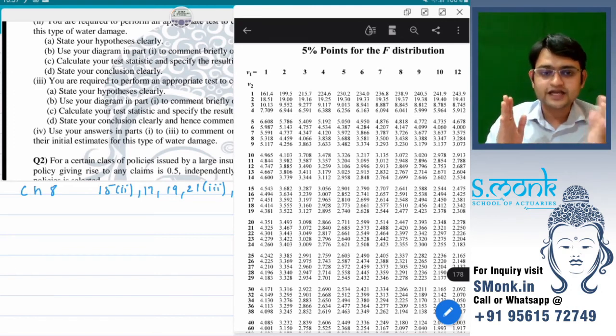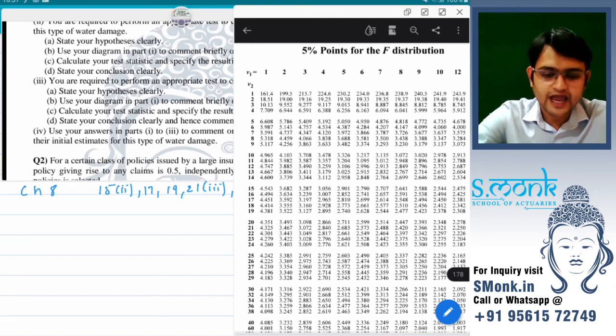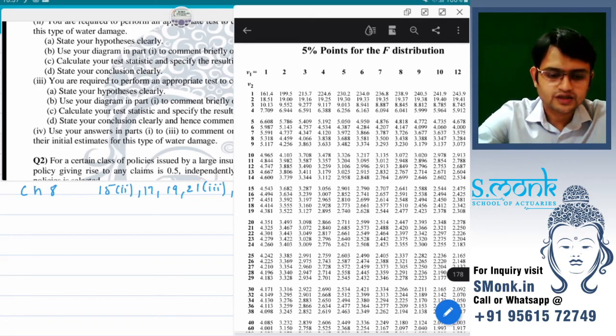So as I said, 10% to 1% is a gray area. Here the gray area we'll take in favor of H naught. So we'll say even at 5% level we do not have enough evidence to reject H naught. That is what we'll write. So we'll say at 5% level we have insufficient evidence to reject H naught.